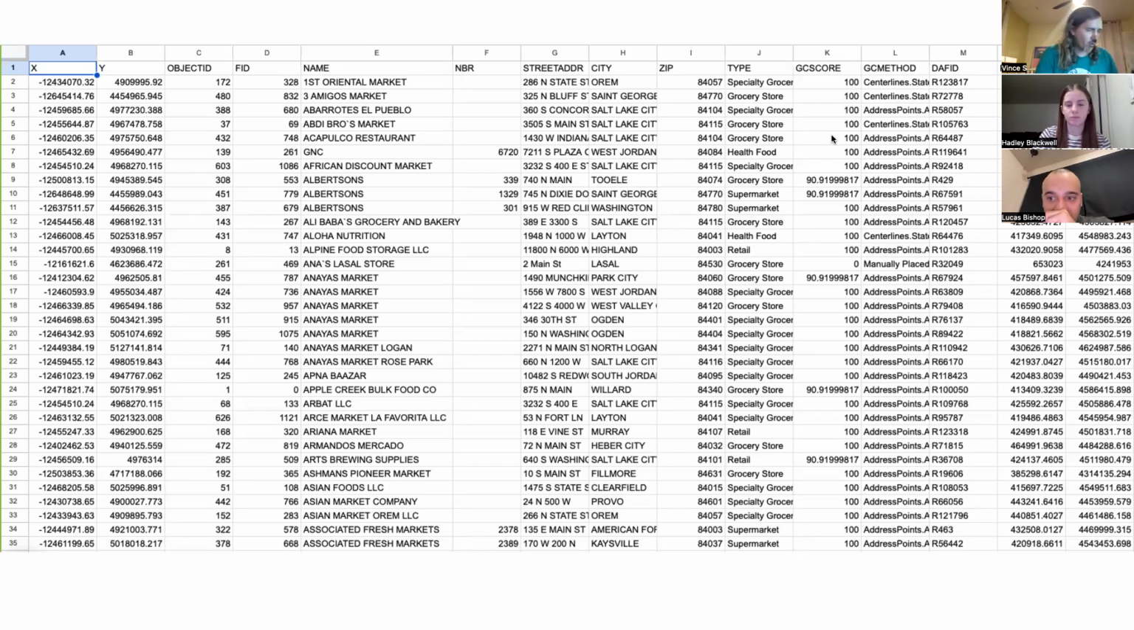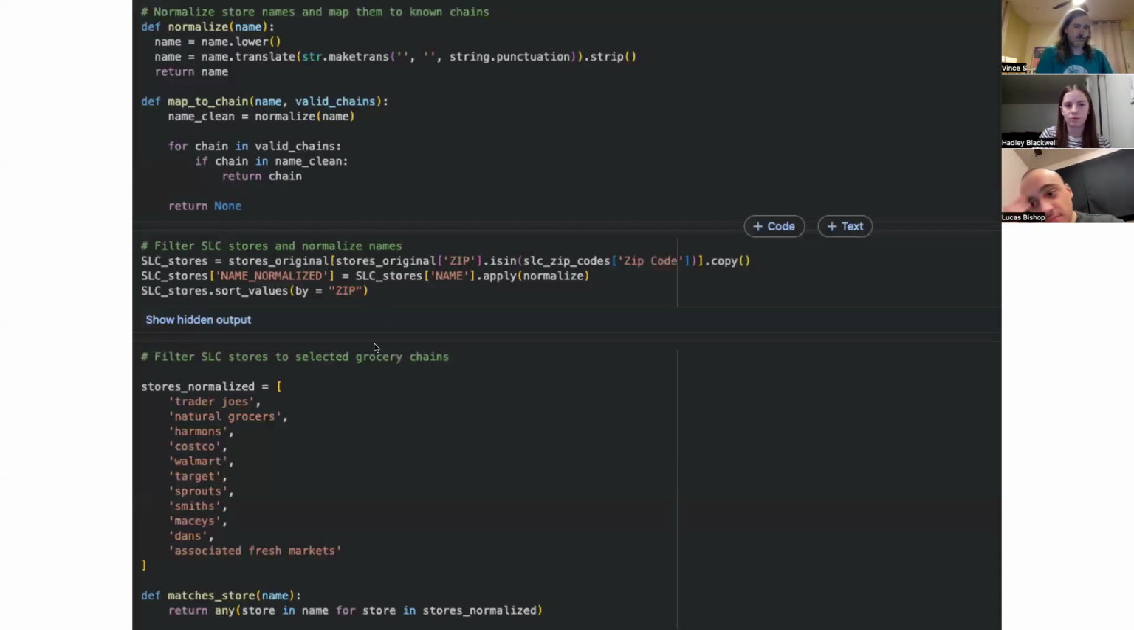This is the grocery data that we downloaded. We had to clean this data so that we could just limit it to the zip codes in Salt Lake City, and we had to standardize the names. Here's some of the code that we used to standardize the names of the stores. We chose 11 stores because they had all of their grocery prices online.